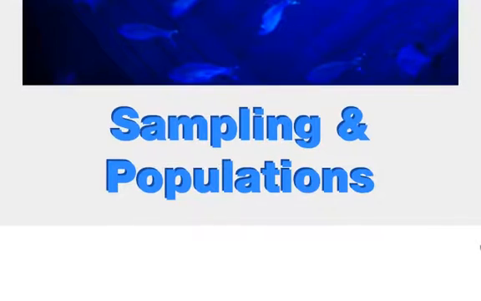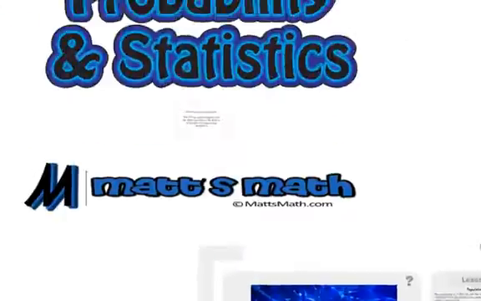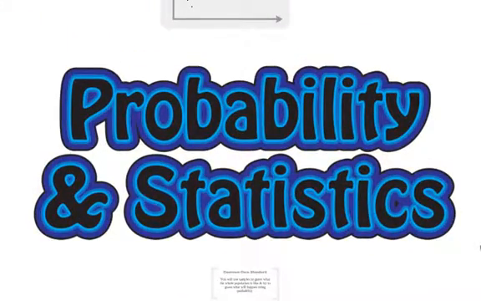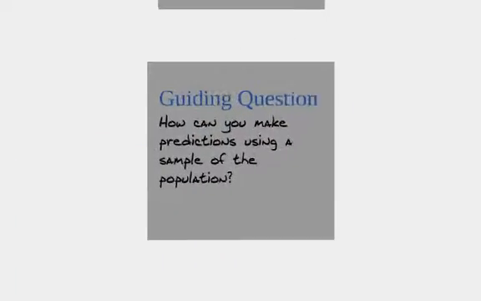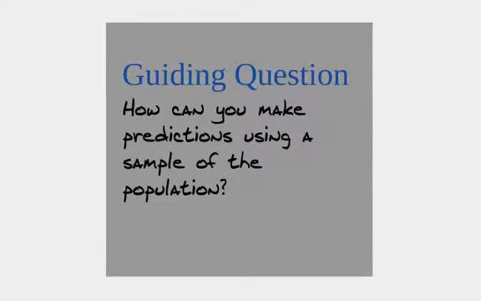As we talk about sampling and populations, how do we look at a big group and how do we look at a small group and how do they compare? We're in the Common Core Math Standard of Probability and Statistics, and today we're going to be using samples to guess what the whole population will look like and try to guess what will happen using probability. Our guiding question as we look at this today is how can you make predictions using a sample of a population? Are you familiar with samples or populations? Well, if you're not, you came to the right place.